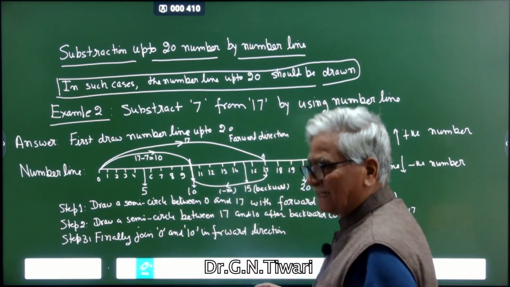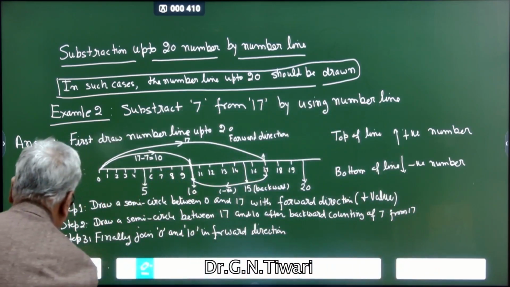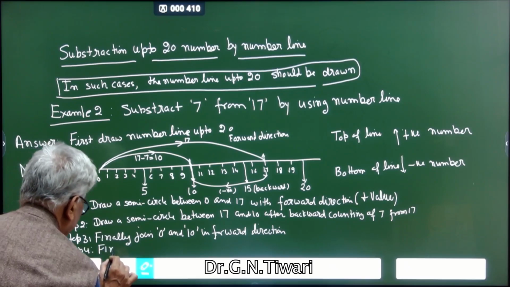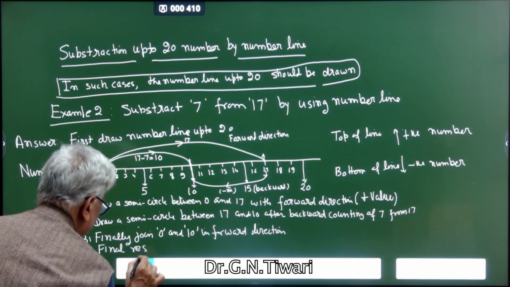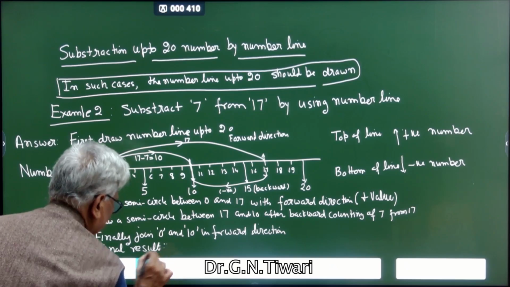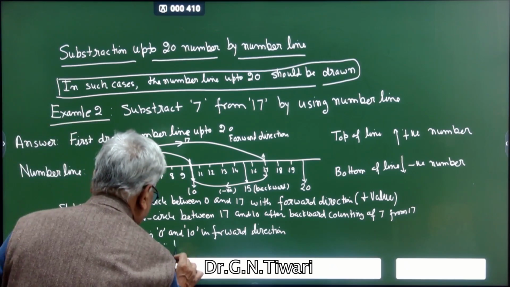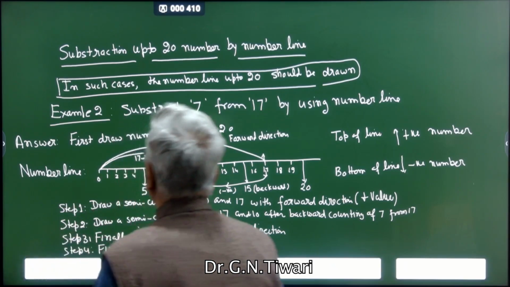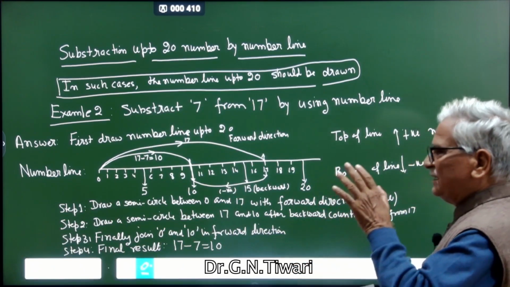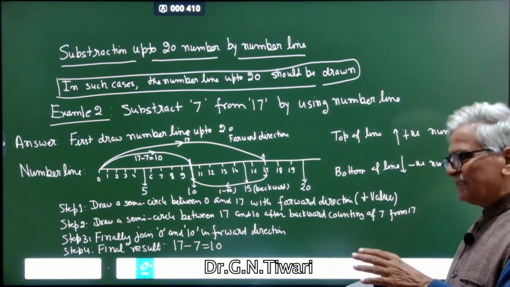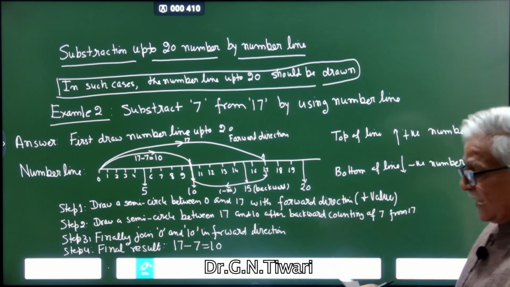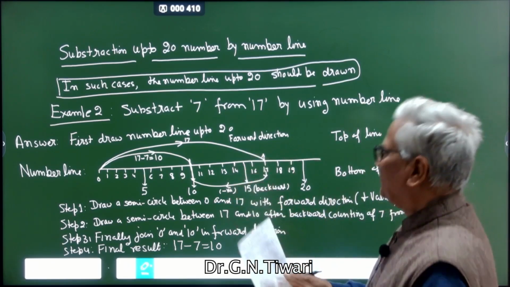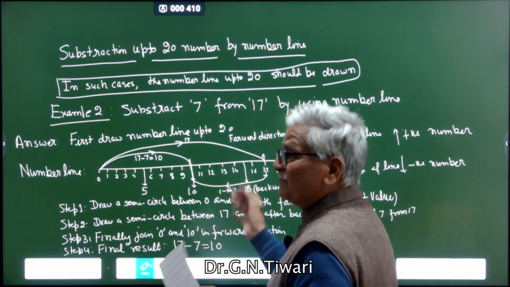So step 4, final result is: I am writing here that 17 minus 7 is equal to 10. So that is how the subtraction of a single digit from the 2 digit is done. Now I will give you the third example. So I will delete this one. How the same thing has been done.